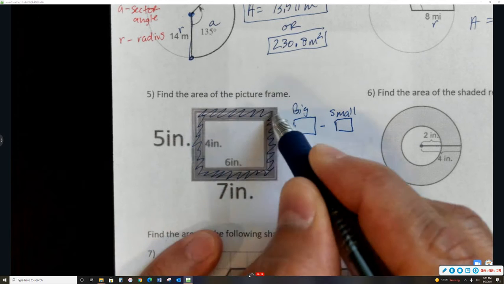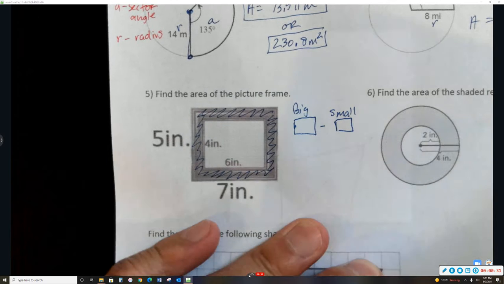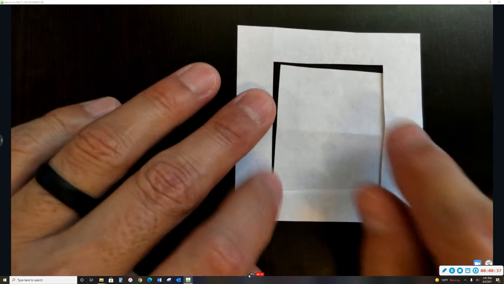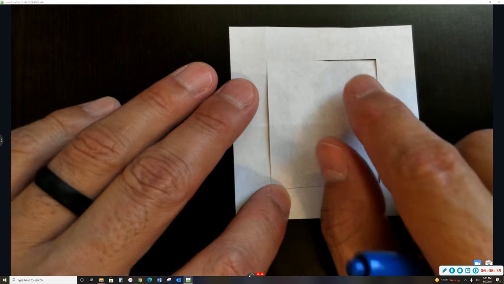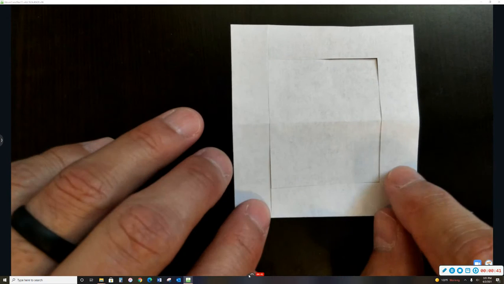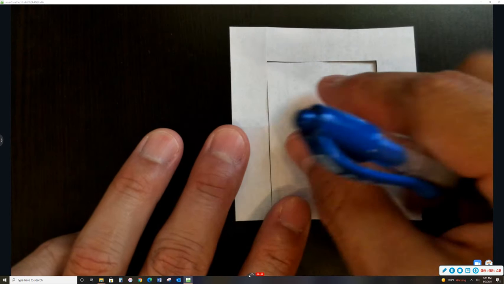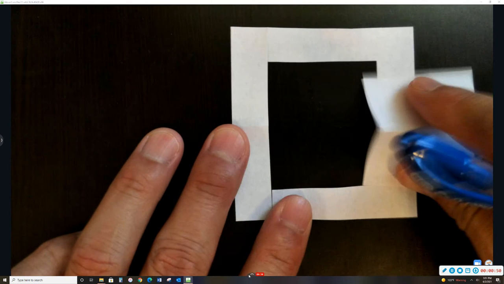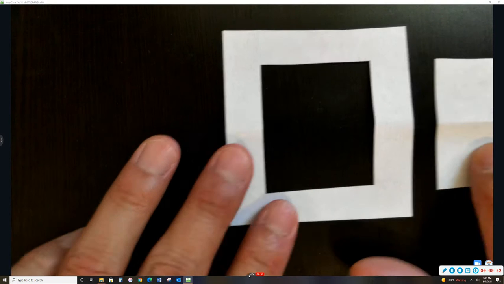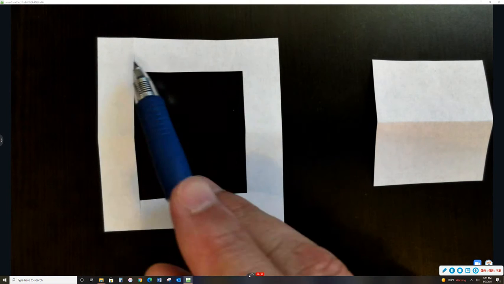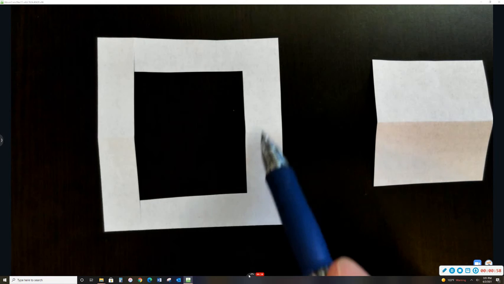Okay? So it's going to take me a second. Let me just move my paper. Right? So here, you guys probably already know what I'm going to do. But see, imagine here you have a big square or rectangle. And if I cut out a small one, see, I cut this piece out, then you're left with a border or a picture frame.